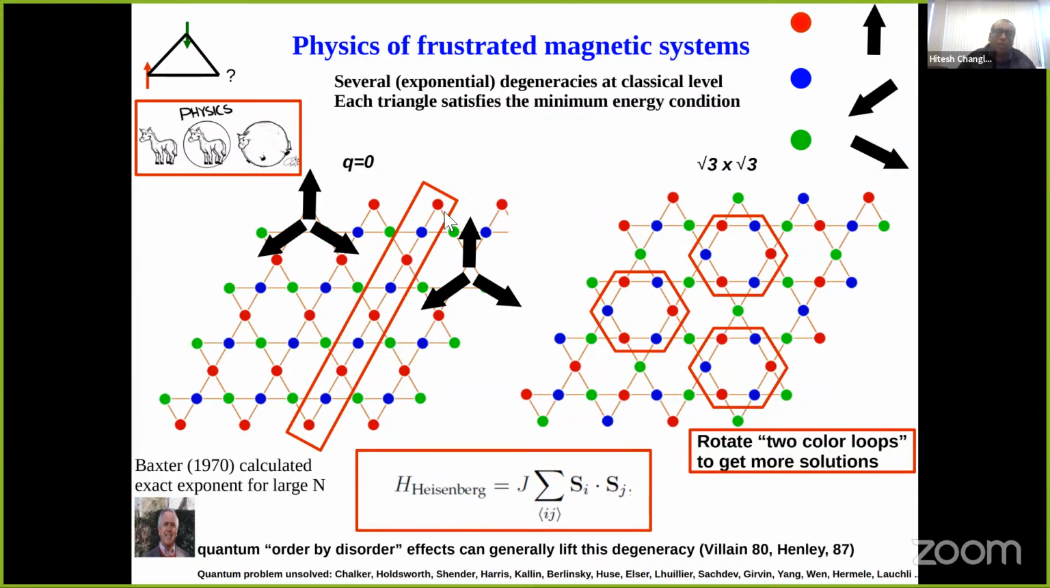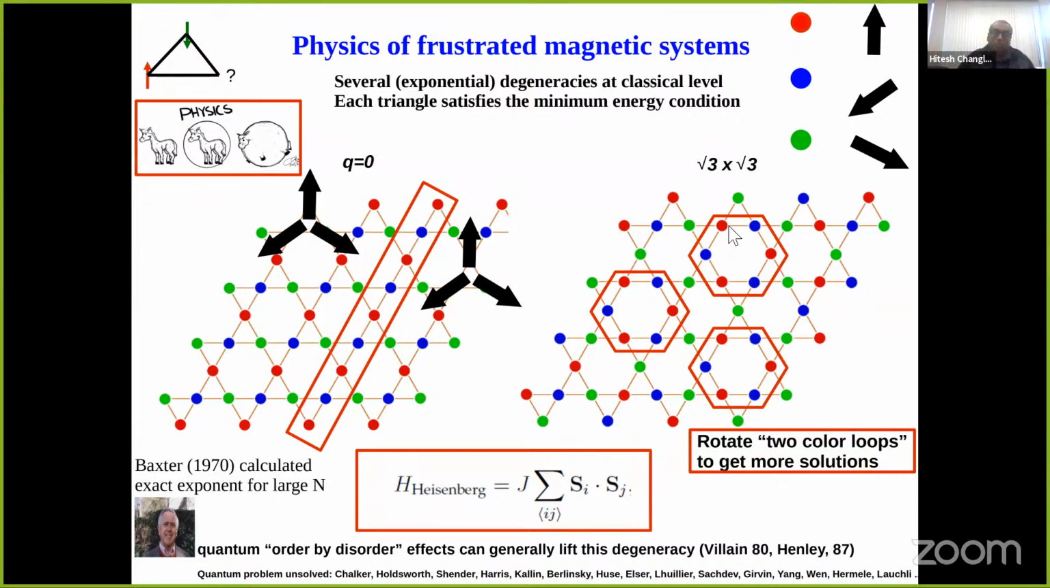And what I'm indicating here is the 2 color loops, right? So I'm indicating that there's red, blue, red, blue, red, blue here. These are 2 color loops. And if I switch red with blue, blue with red, I'm still going to be in the low energy manifold. I'm still going to be in the ground state manifold because these are shielded by the greens, right? So I change red to blue, blue to red, and because I'm surrounded by greens, I still have a classical low energy state.